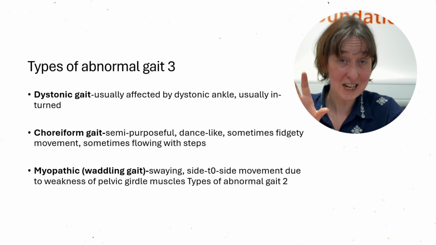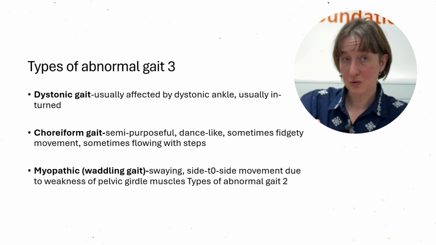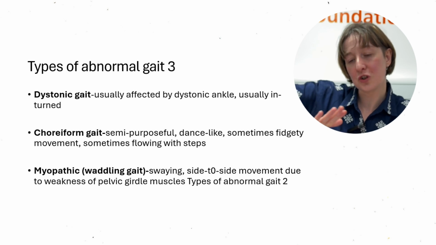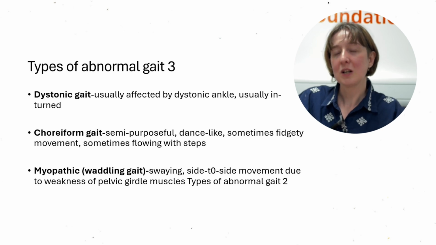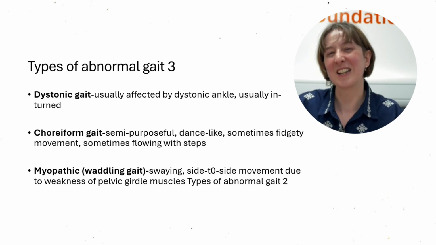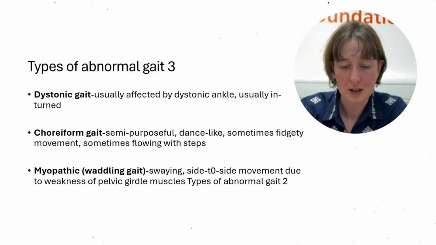A few other abnormal gaits. So we have dystonic gait. So somebody has dystonia or abnormal posture of a leg. It's often an ankle and the foot, and it's turned inwards. And you might see they might lift that foot quite high as well. And it may look a little bit like a foot drop, but it's the in-turn that would give that away.